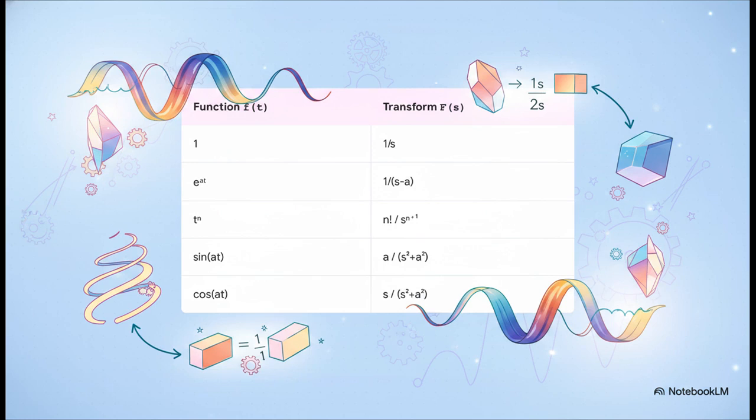This table is where you really see the magic. It's like a translation dictionary. A simple constant in the time world becomes 1 over s. An exponential becomes a simple fraction. Even tricky oscillating functions like sine and cosine get turned into these really straightforward rational functions. We are literally swapping calculus for basic algebra.